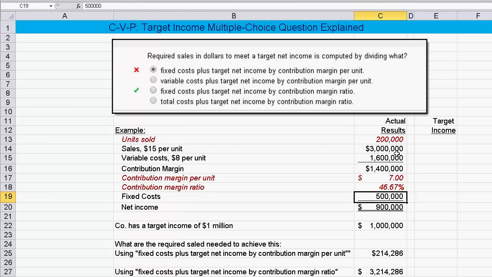I've assumed fixed costs are 500,000, and this company in whatever period is provided had net income of 900,000. Now let's assume there's a target income of $1 million. So let's tackle the first one.